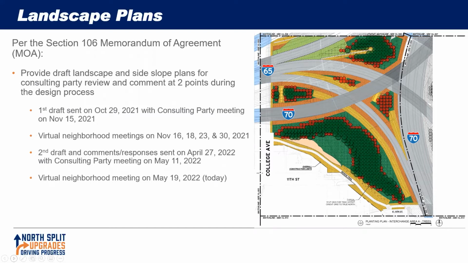So the first draft of those landscape and side slope plans was sent out back in October of 2021. And we had virtual neighborhood meetings in November of 2021. So now we're at the second part of that commitment, where we send out the revised landscape plans. And we did that in April, and we're having a virtual neighborhood meeting today to update the public on the comments and the responses that we received during the first round.